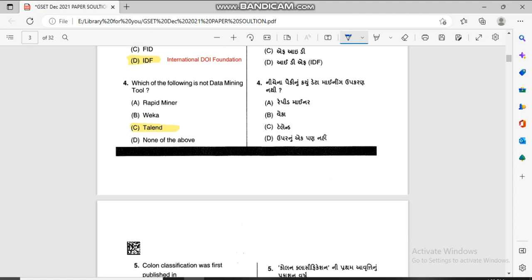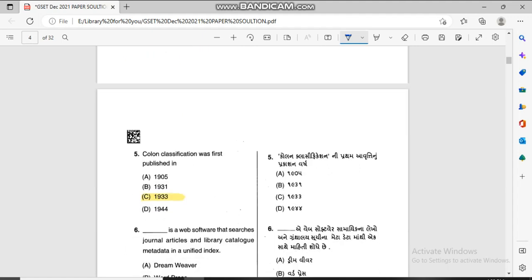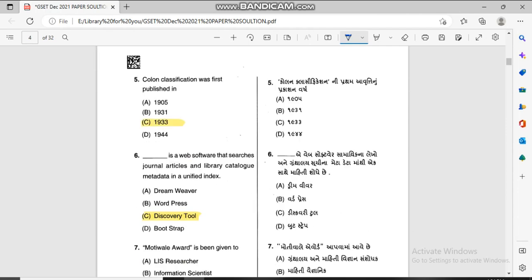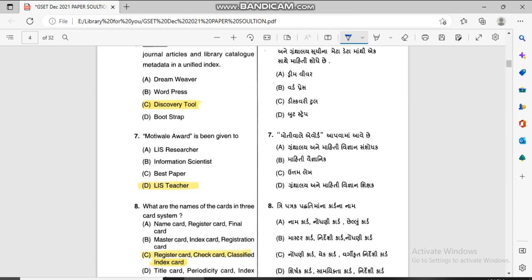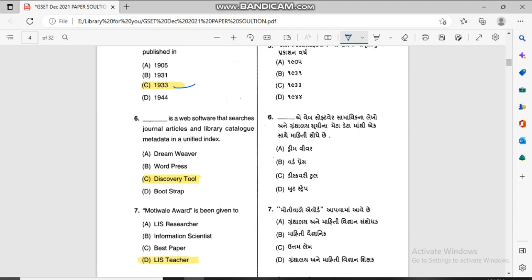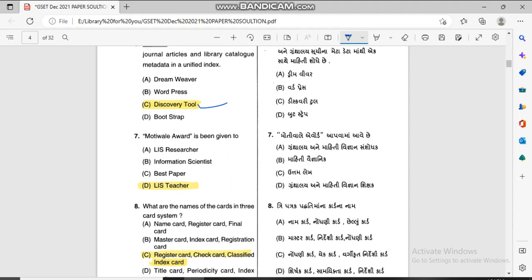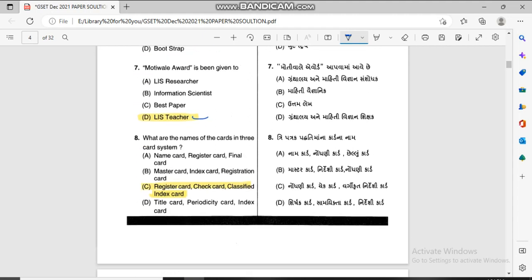Which of the following is not a data mining tool? Talend. Colon Classification was first published in 1933. Blank is a web software that searches journal articles and library catalog metadata in a unified index. It is known as a discovery tool. Motiwale Award is being given to LIS teachers.